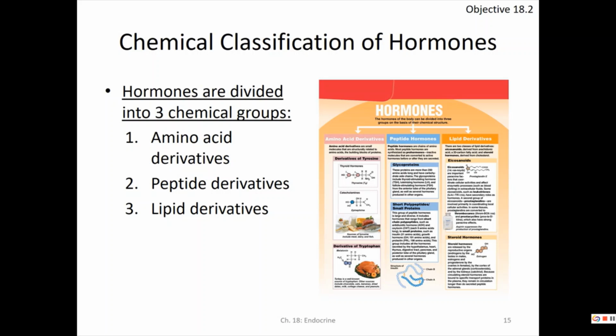So as you're going through, make sure you know each of them. I'm not going to tell you which one I'm going to ask you, but you will see an amino acid, a peptide, and a lipid. Which ones and which subclasses even? I'm not going to tell you. Okay, so let's look at that.